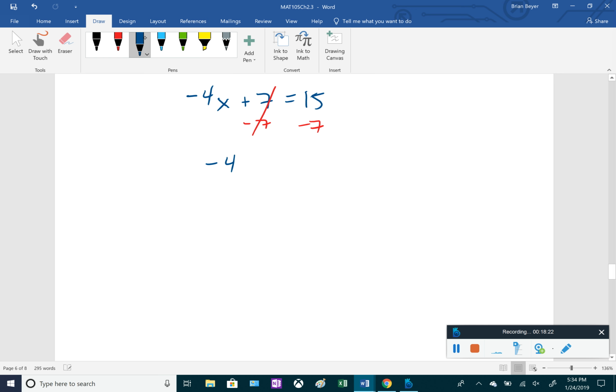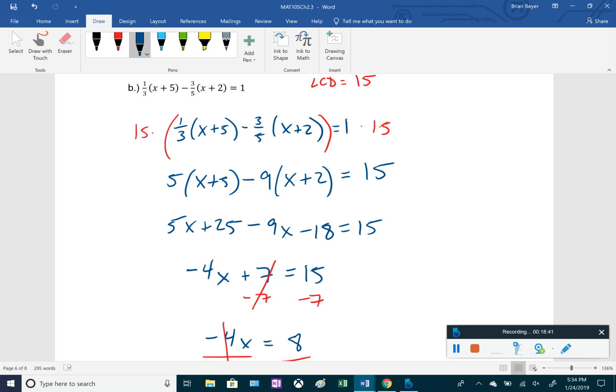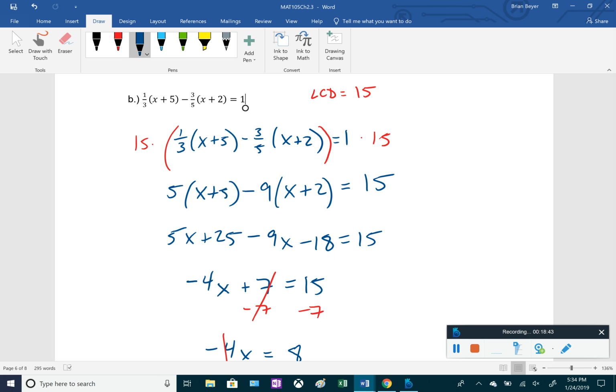And we get negative 4x equals 8. Divide both sides by negative 4. 8 divided by negative 4 is going to give us a negative 2. So negative 2 is our answer. We could go back up, plug that in if we want. We'd find out that that is our actual answer.